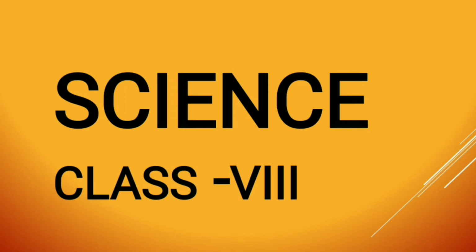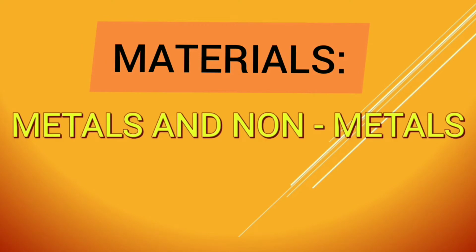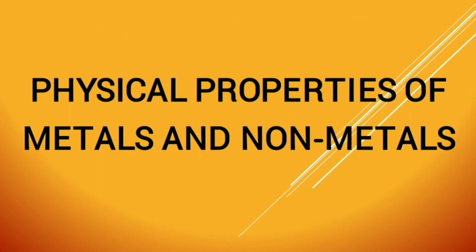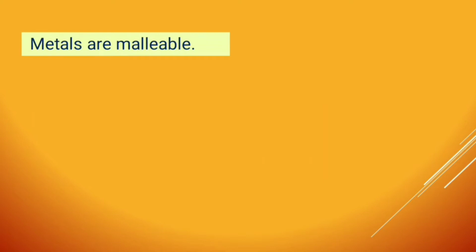Today we will continue chapter 4 of your science book, that is materials, metals and non-metals. Students, in the previous video we learnt about some physical properties of metals and non-metals. Today we will know about some more physical properties of metals and non-metals. So let's begin. Students, do you know metals are malleable?